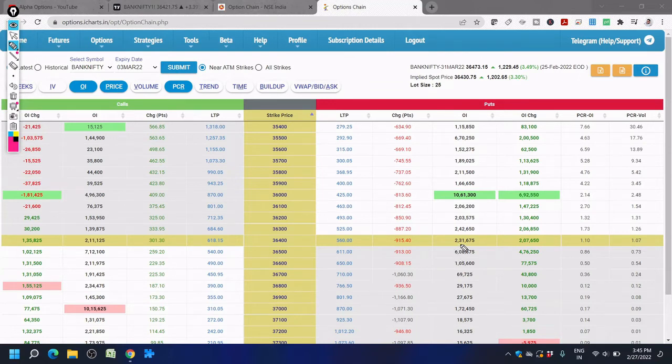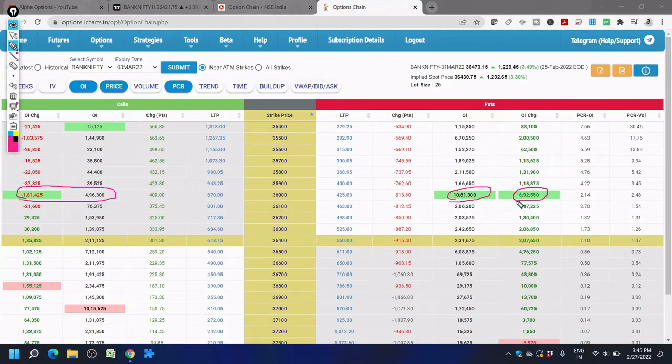Okay, so always look out for open interest and change in open interest. You have to look for these two things at the strikes near the money. You can see there is a good amount of OI here, 10 lakhs OI, which is the highest open interest change in intraday.